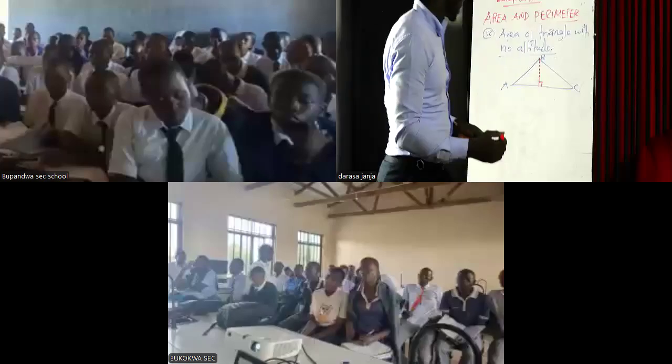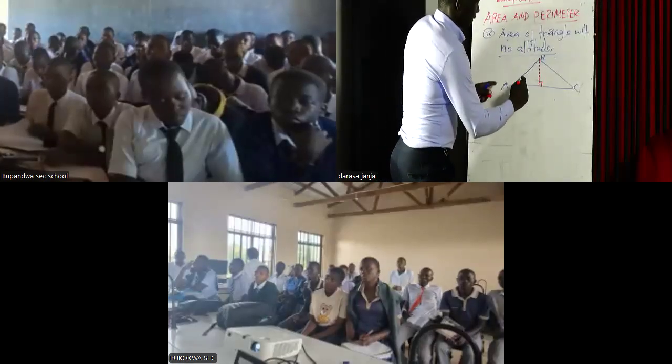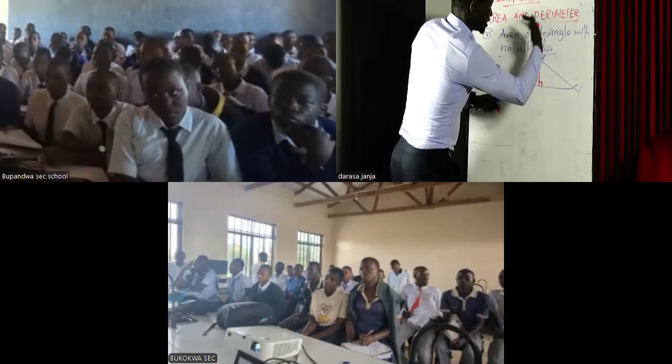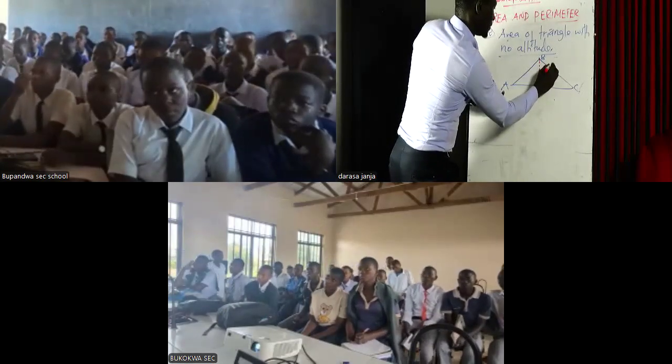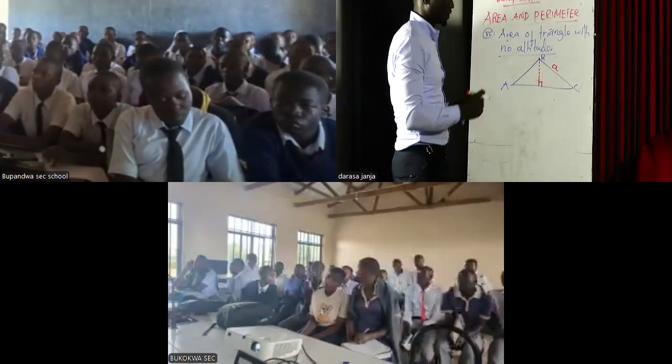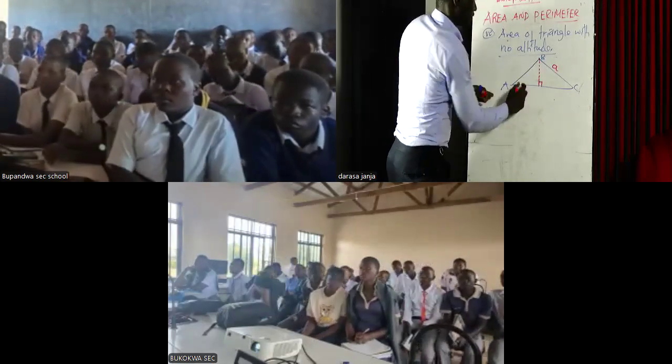Tuangalie zile opposite. Kama huyu ni A, manake the side which is facing this A, it is this BC. So we are naming this side to be A because it is opposite with this one.